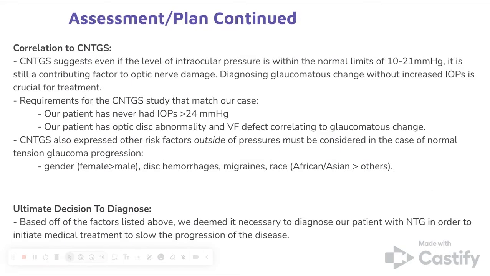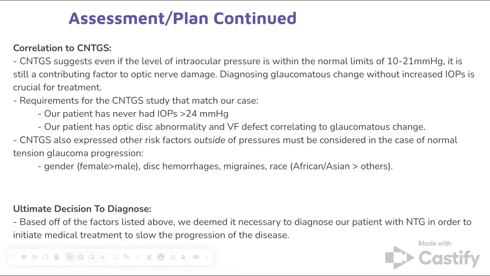How did our assessment plan correlate with our study? The study did suggest that even if the intraocular pressures are within the normal limits of 10 to 21, it is still a contributing factor to optic nerve damage. Diagnosing this glaucomatous change without the increase in pressures is crucial for our treatment. The requirements for this study involved every patient never having IOPs greater than 24 and having some sort of optic disc abnormality and visual field defect correlating to the change. Our patient fit all three of these requirements, so it is safe to say that we can compare our case to the results of the study when determining how to treat.